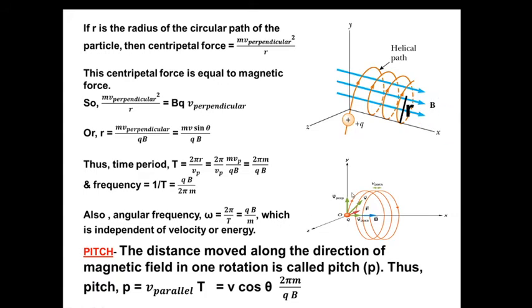Now pitch. The distance travelled by the particle in one complete rotation. So how much distance is travelled along the x-axis in one rotation? Obviously this to this distance is the pitch. So along the x-axis, velocity is v parallel and the time period is T. So pitch equals v parallel into T, or v cos theta into the time period, which is 2 pi m by qB. So pitch equals v cos theta into 2 pi m by qB.